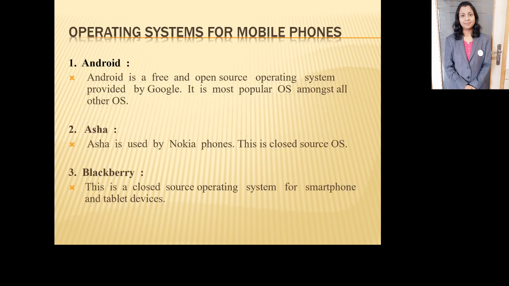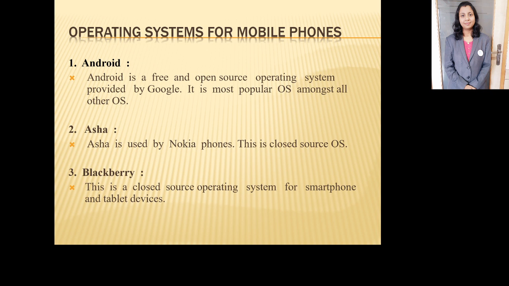Next is operating systems for mobile phones. There are many different operating systems for mobile phones and devices. These are Android, Asha, BlackBerry, iOS, Windows Phone, etc. Android is a free and open source operating system provided by Google. It is the most popular operating system amongst all others. Nowadays in mobile phones, you get Android as the installed operating system. It's open source.